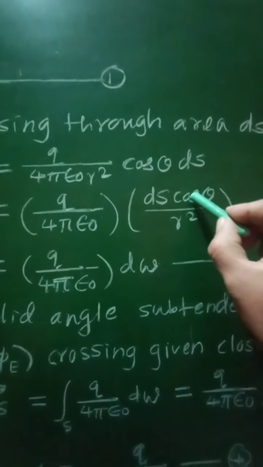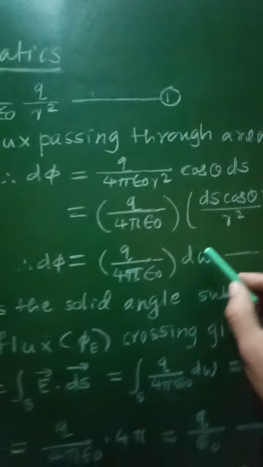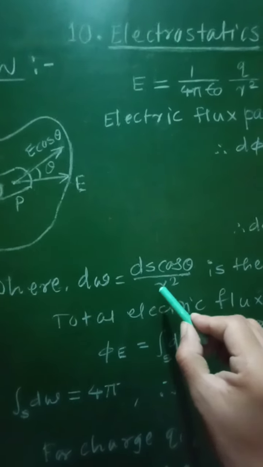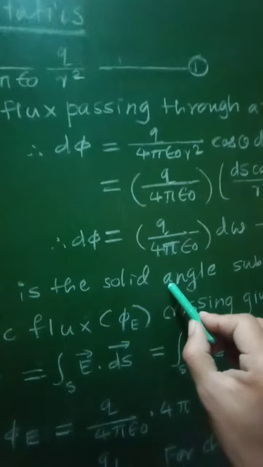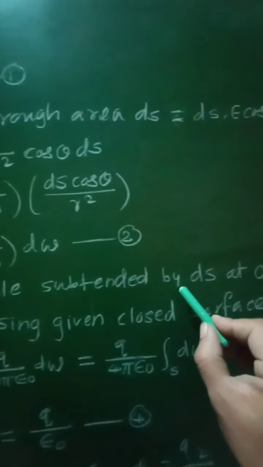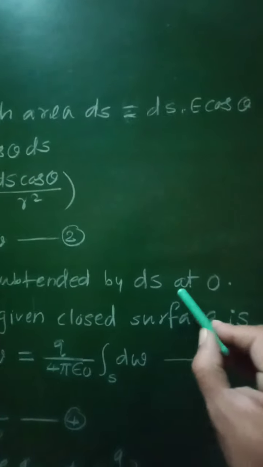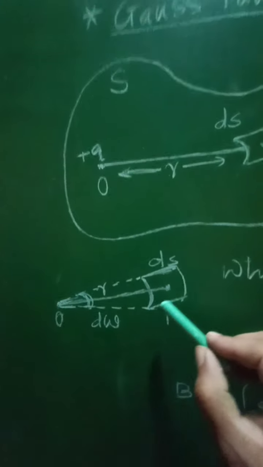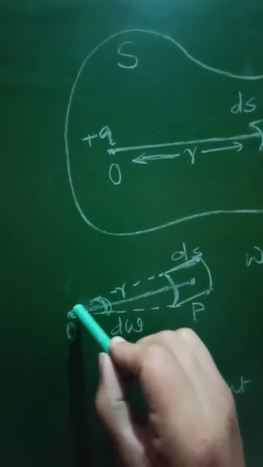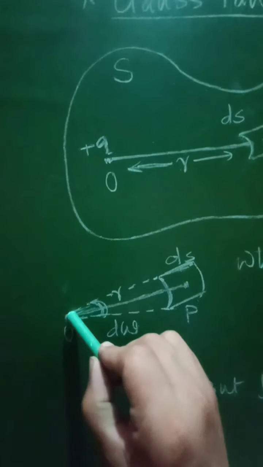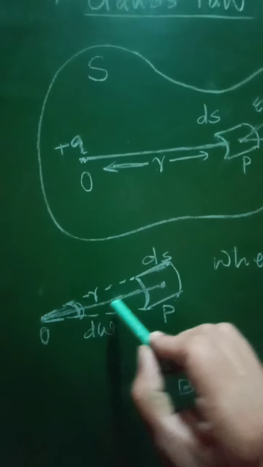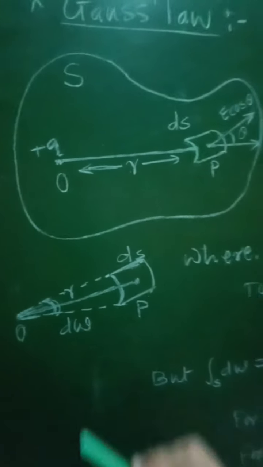So this term ds cos theta upon R square is taken as d omega, where d omega equal to ds cos theta upon R square will represent the solid angle. It is the solid angle subtended by the surface area ds at point O. So the concept of this d omega is given here. If this is the surface area ds, then in 3 dimension, if you connect this point O with the surface area ds, then this angle in 3 dimension will be nothing but the solid angle d omega.